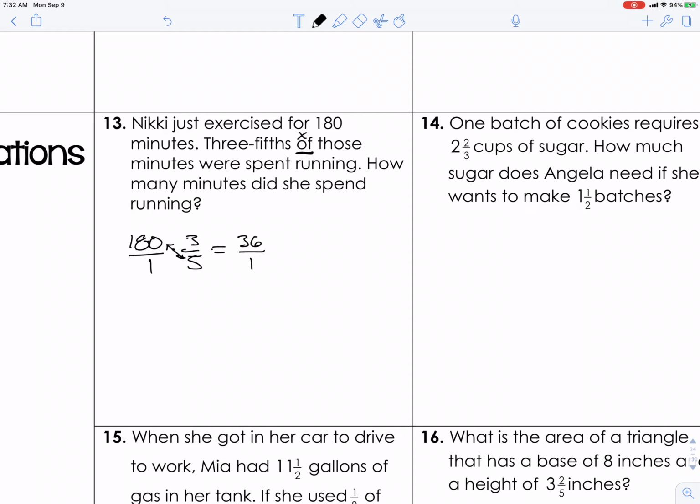Okay, so now I still have 36 over 1, 3 over 1. It's getting a lot simpler now, huh? So 3 times 36, that is 108. 1 times 1 is 1. So 108 minutes were running. That's how much time she spent running. Okay.